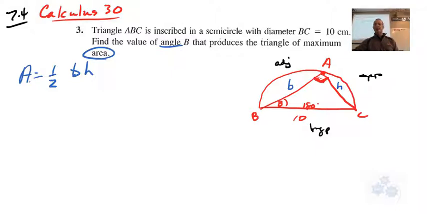But if we're going to maximize area, we need to take the derivative of area. But an issue that we have is that we want to write this in terms of just one variable. And of course, the variable that we're looking for here is angle B. So I want to write b and h in terms of theta, or in terms of big B.